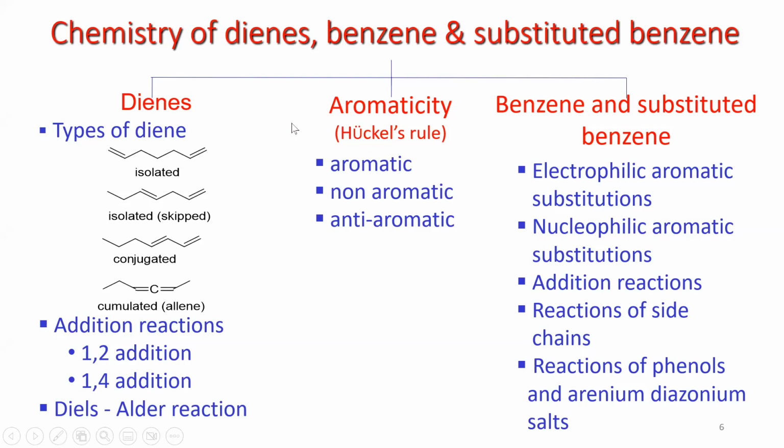Substituted benzene, right? So under dienes, we are going to learn about the types of dienes and the reactions of dienes. And then we'll talk about what aromaticity is and Hückel's rule on aromaticity. And according to Hückel's rule, we can divide all compounds into aromatic compounds, non-aromatic compounds, and anti-aromatic compounds. Then we'll study the reactions of benzene and some reactions of substituted benzene under these topics, right?